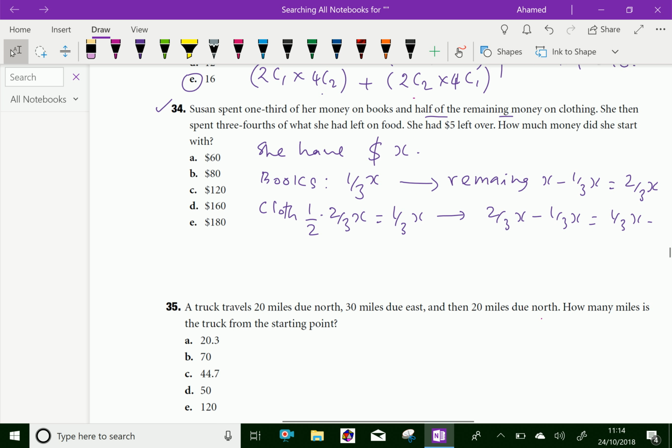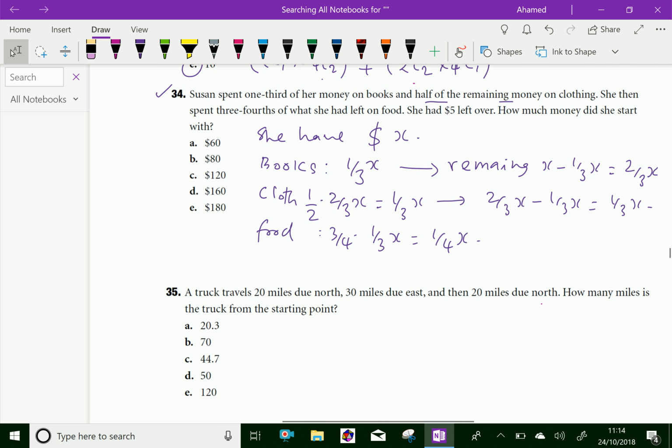Now for food she spent 3/4 of the remaining. 3/4 of the remaining 1/3 X is 1/4 of X. Therefore she spent for books, clothes and food 1/3 X plus another 1/3 X plus 1/4 X, plus $5 remaining. The total amount she had originally is X.